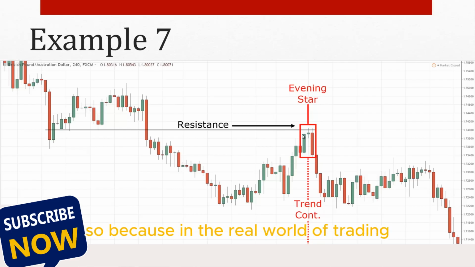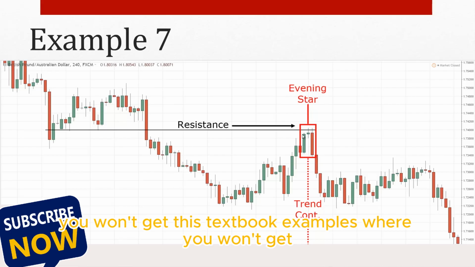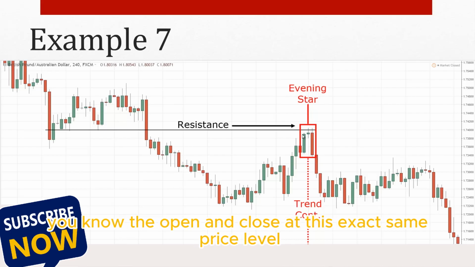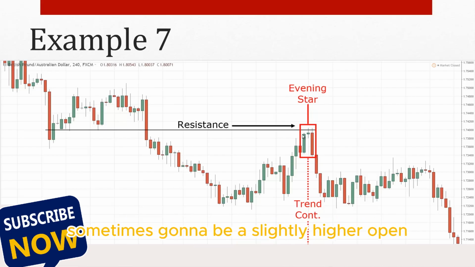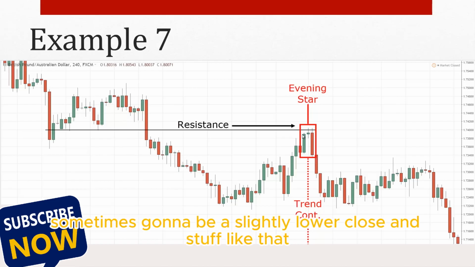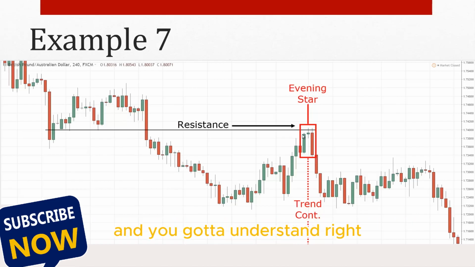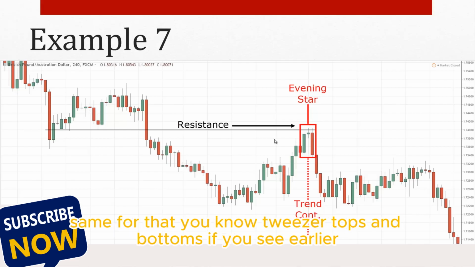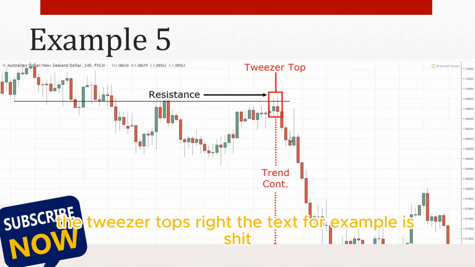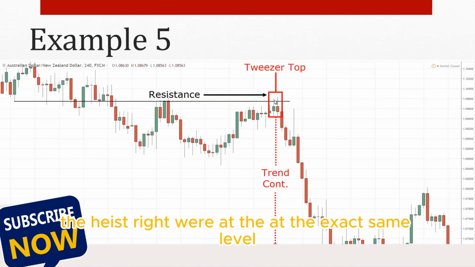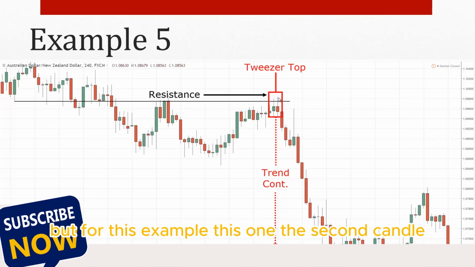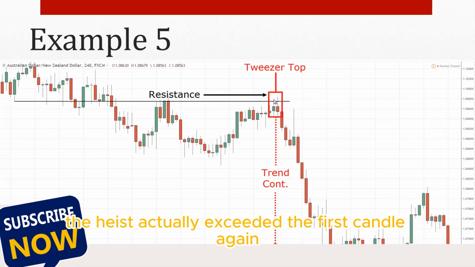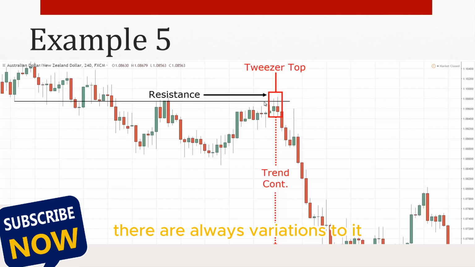Because in the real world of trading, you won't get these textbook examples. You won't get the open and close at the exact same price level. Sometimes it's going to be a slightly higher open, sometimes a slightly lower close and stuff like that. And you've got to understand the nuances and the variations that can come with it. Same for the tweezer tops and bottoms. Earlier, the textbook example I shared had the highs at the exact same level. But for this example, the second candle's high actually exceeded the first candle. Again, there are always variations to it.